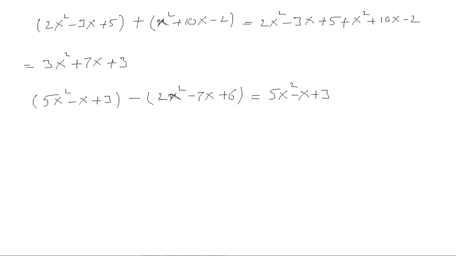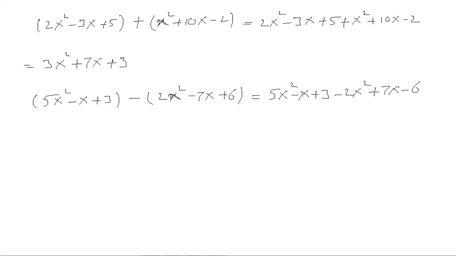Negative times 2x squared gives me negative 2x squared. Then the negative times negative 7 gives me plus 7x. And then negative times 6 gives me negative 6. Then I just find the like terms and add them up.